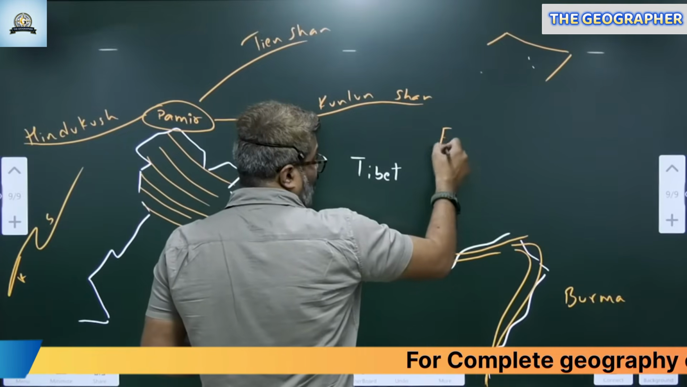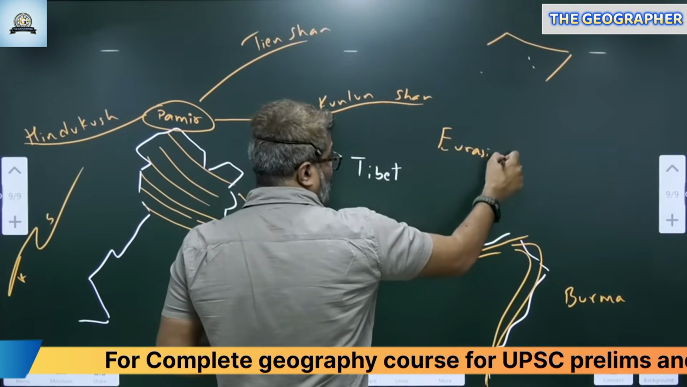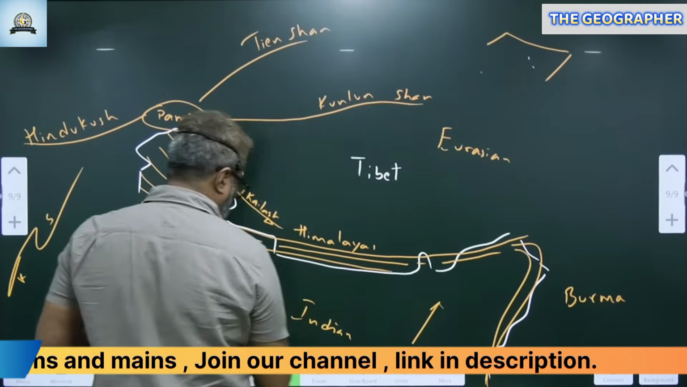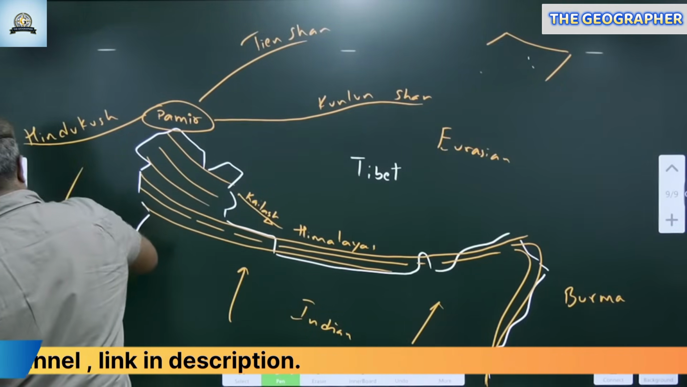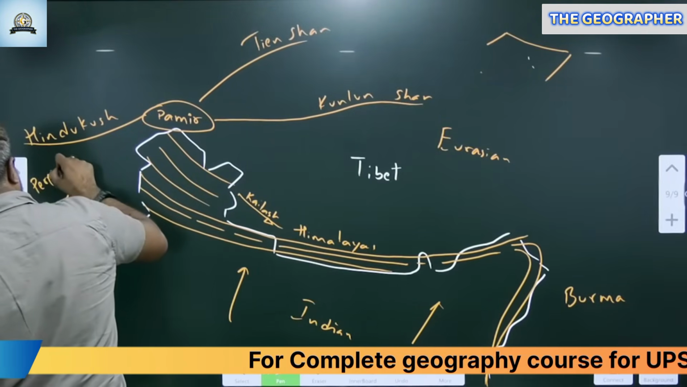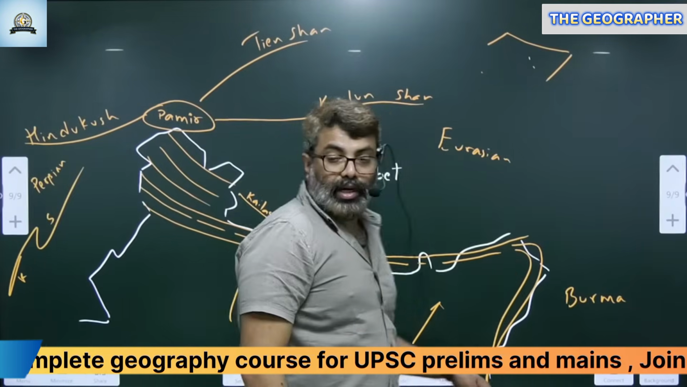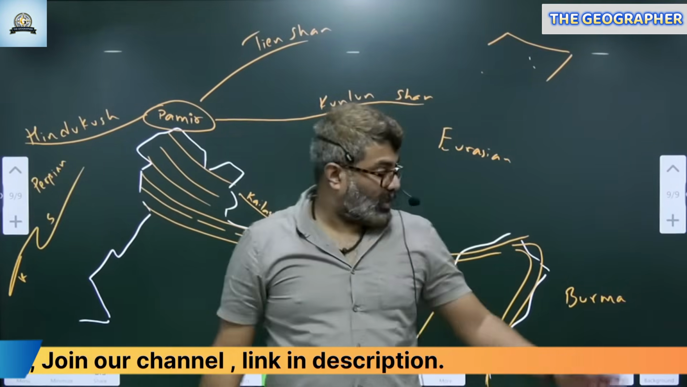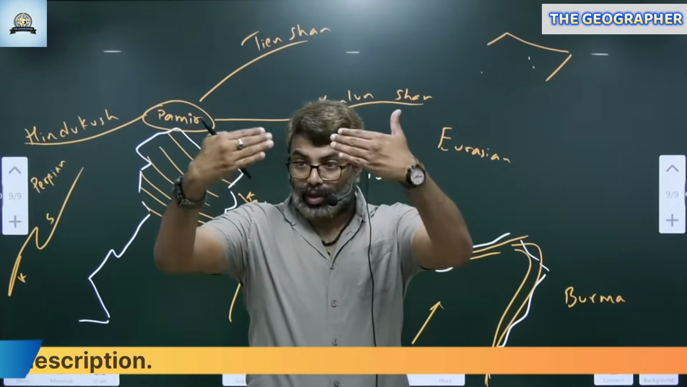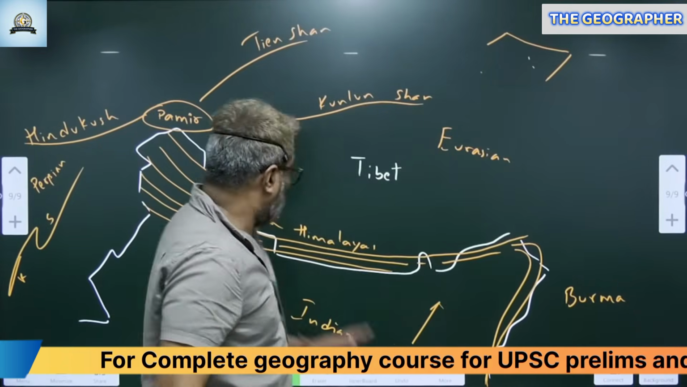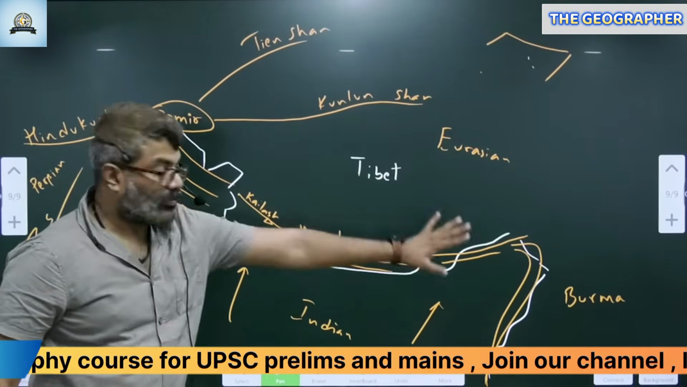This is Eurasian plate here. This is Indian plate here. This is Persian plate here. Notice this please, all of you. India is surrounded by many plates. Eurasian in the north, Persian plate this side, Burma this side. When Indian plate collided with all these three, the mountains were formed along the edges. So that is the reason the mountains look like this.